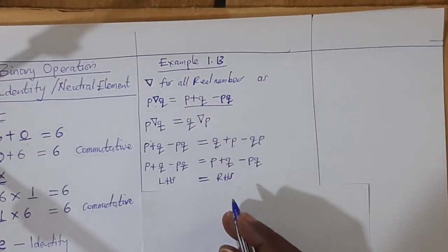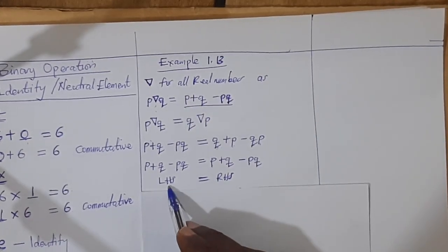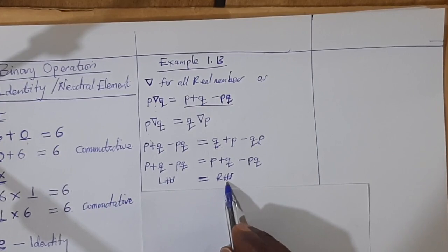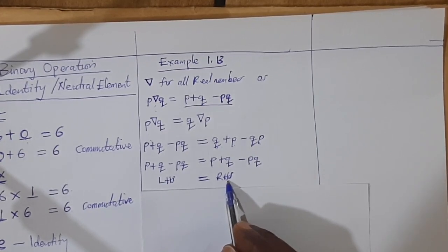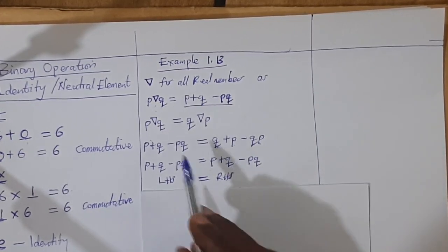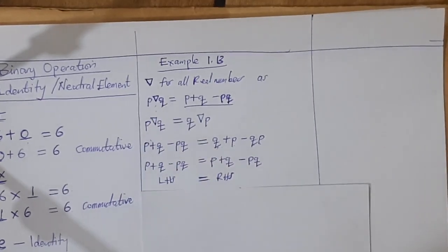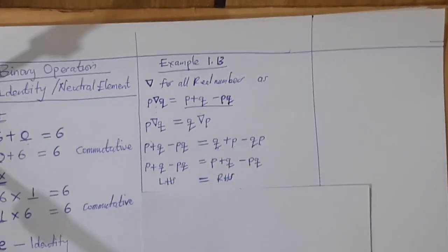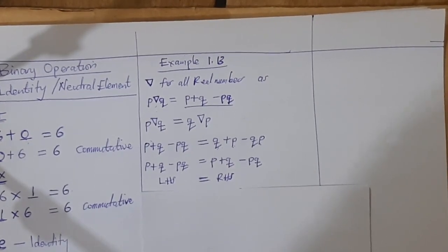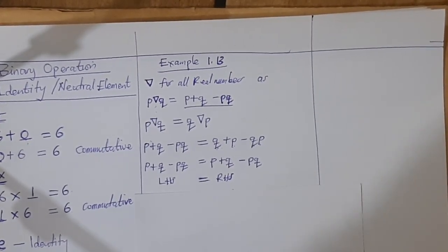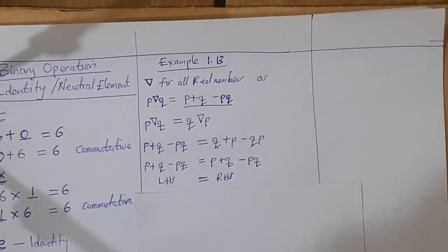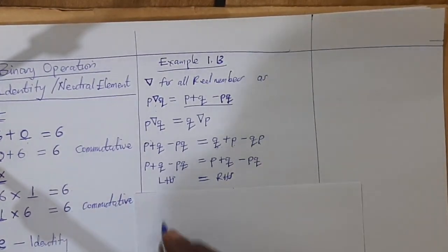We have proved that the left hand side is equal to the right hand side, meaning this operation is commutative. So we can now find the identity element.